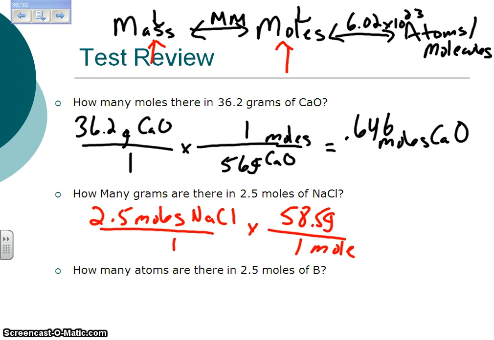So 2.5 moles of NaCl. We need 2 sig figs in our answer. So our calculator comes out 146.25. However, we need to put that in 2 sig figs. So we're going to round this up to 150 grams.